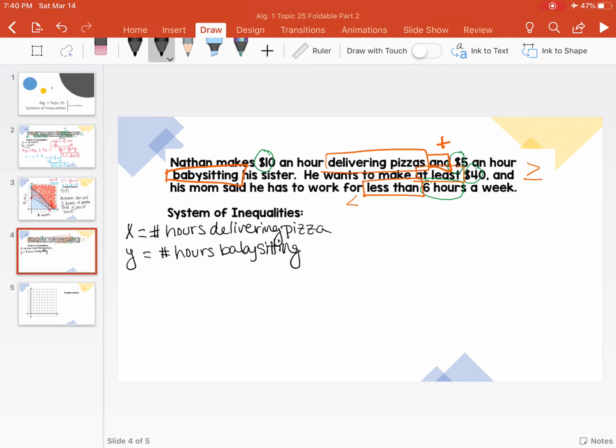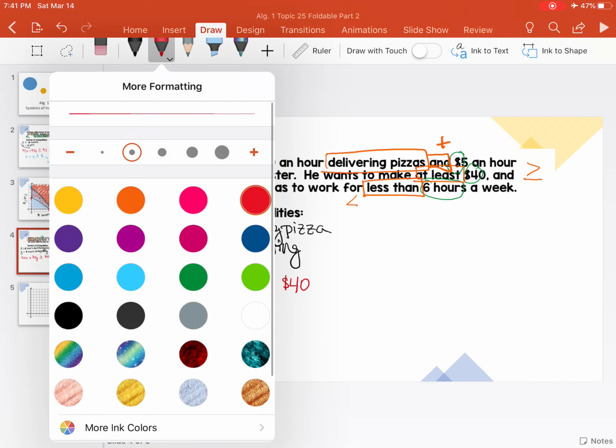So now it's time to identify what our inequalities will be. Our first inequality, again, if we want to make our units consistent, Nathan makes $10 an hour delivering pizza, which is denoted by our x variable, and $5 an hour babysitting, and he wants to make at least $40. So since we know it's at least $40, it could be $40, but it could also be more than. So that's our first inequality.